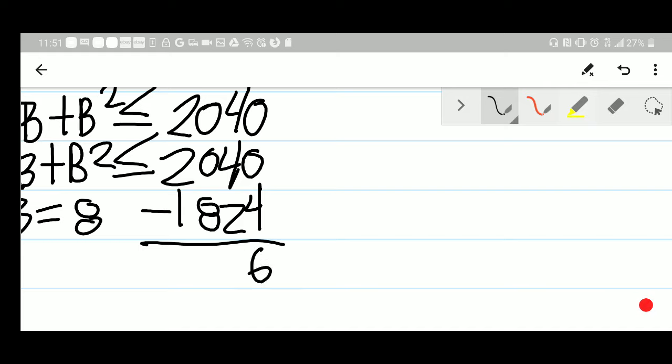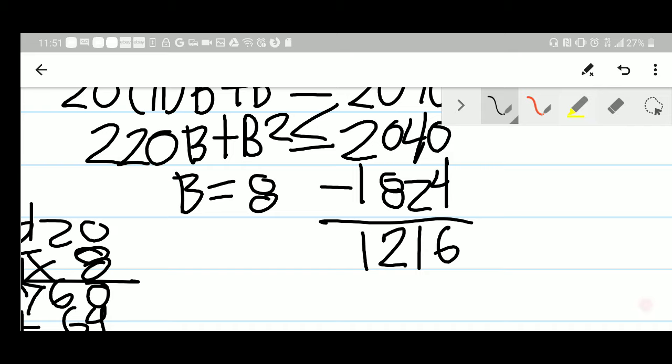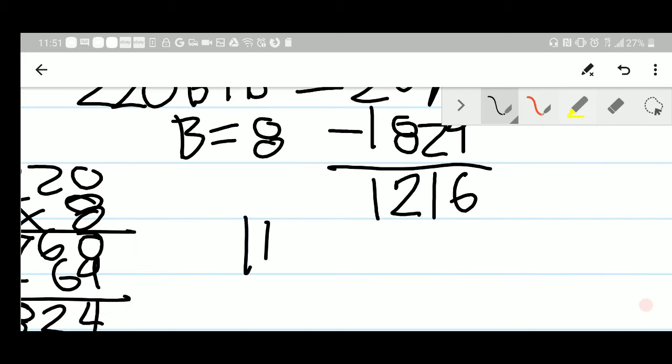Subtract, that's 216. Okay. Let's see, can we take another one? Because 220 times 9 would be 1980 plus 81, so that'd be 2061. I think 9 is too much. Yeah, 9 would be too much. Okay, so our answer is 118.